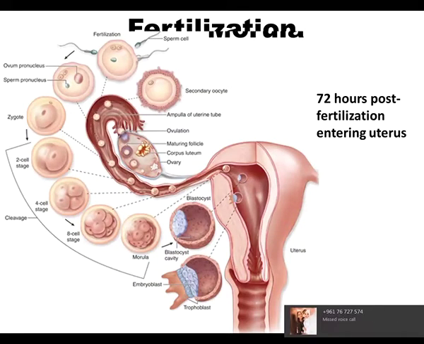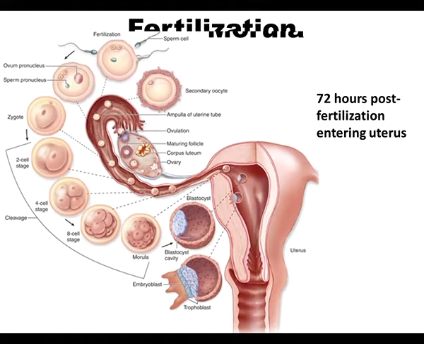72 hours post-fertilization, the embryo enters the uterus. In this figure, you can see the female reproductive system, which consists of the uterus and the oviduct, which collects the ovum from the ovary. The secondary oocyte released and collected by the oviduct waits for the sperm for fertilization until fusion of the female and male pronucleus. The zygote enters the process of cleavage. You can see that fertilization must occur in the first third of the oviduct. The cleavage soon starts, until forming the morula stage.